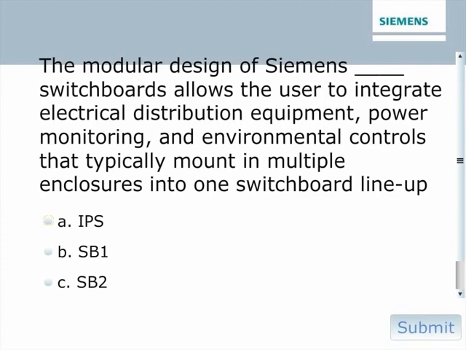Question 2. The modular design of Siemens blank switchboards allows the user to integrate electrical distribution equipment, power monitoring, and environmental controls that typically mount in multiple enclosures into one switchboard lineup. Is it A, IPS, B, SP1, C, SP2, or D, SP3?